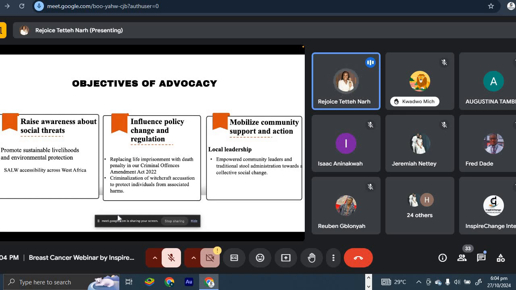So it called for an abrupt take out of that particular sentence or penalty as a punishment. So instead of death penalty for committing murder and all of that, it was now life imprisonment. And we also look at the impact of advocacy as having been able to empower the community leaders to be able to embark on that particular change.